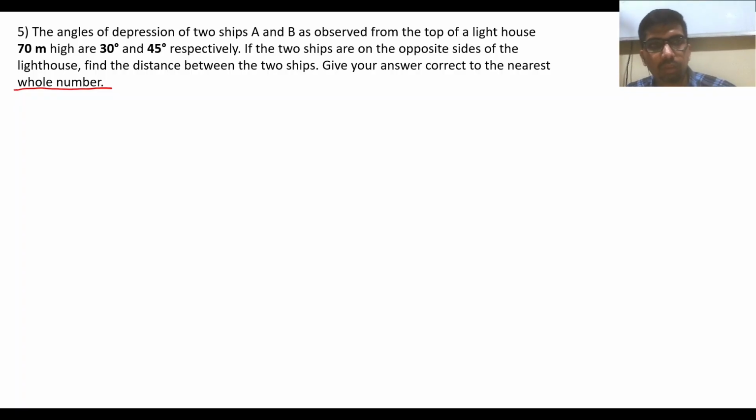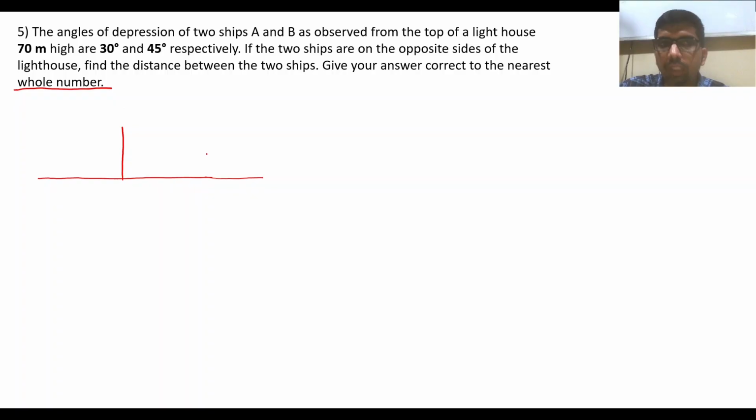So again, I will revise the concept that if a thing is far away, angle of depression is less. If a thing is closer, angle of depression is high. First will make lighthouse. First will make water. ये water level. And this is the lighthouse. ठीक है.